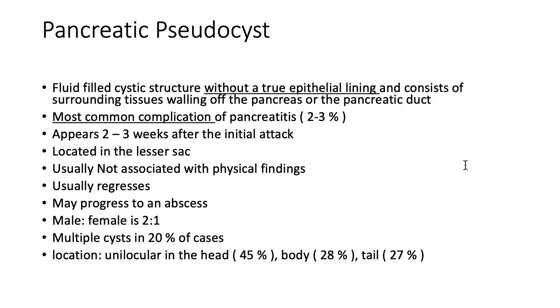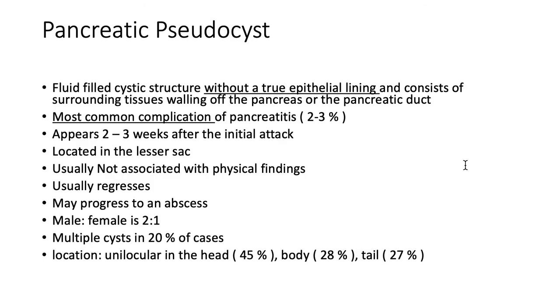The next one is the pancreatic pseudocyst. Okay, as we said, it's not a true epithelial lining. It's a cavity surrounded by fibrotic tissue, and it's the most common complication of pancreatitis, and usually it happens after 2 to 3 weeks of the initial attack.